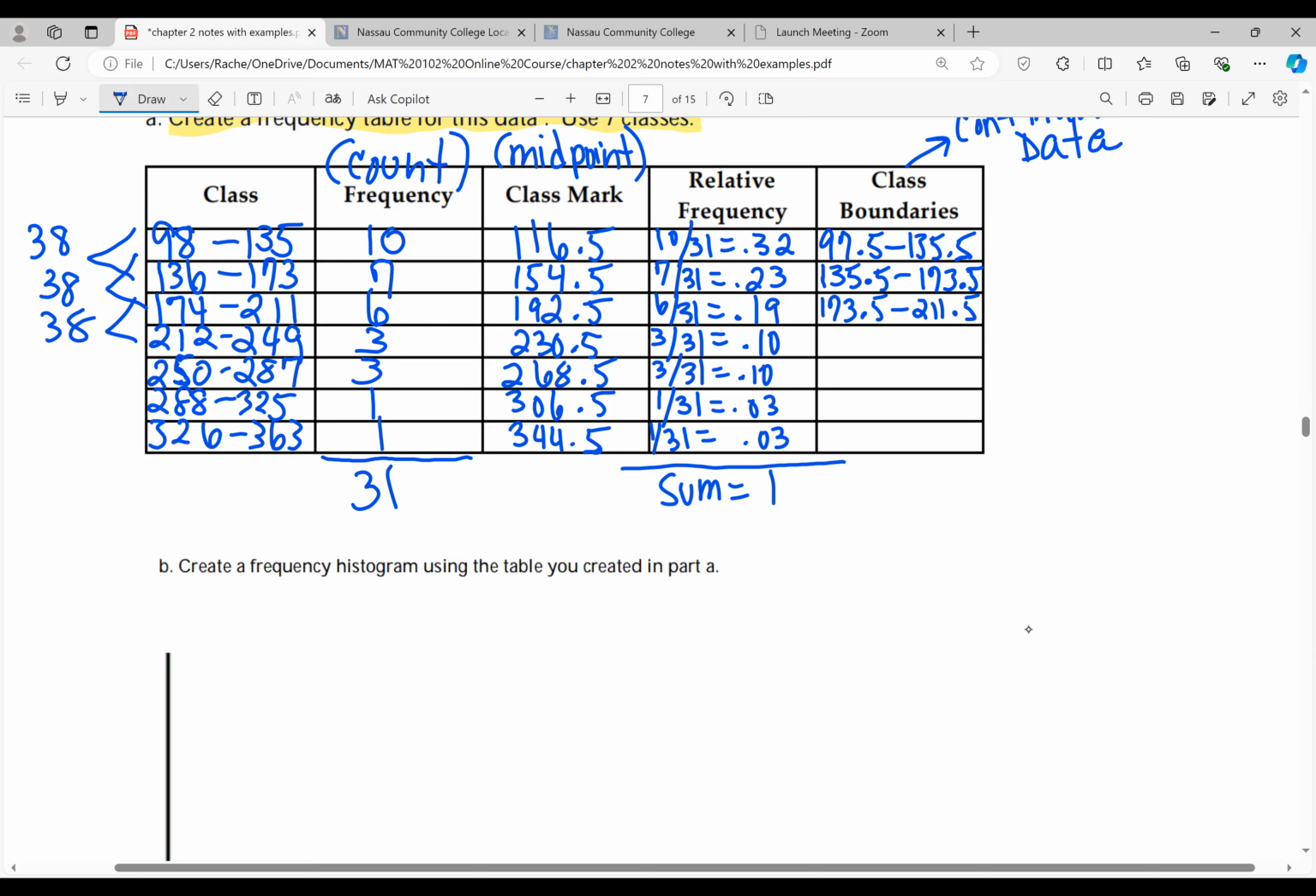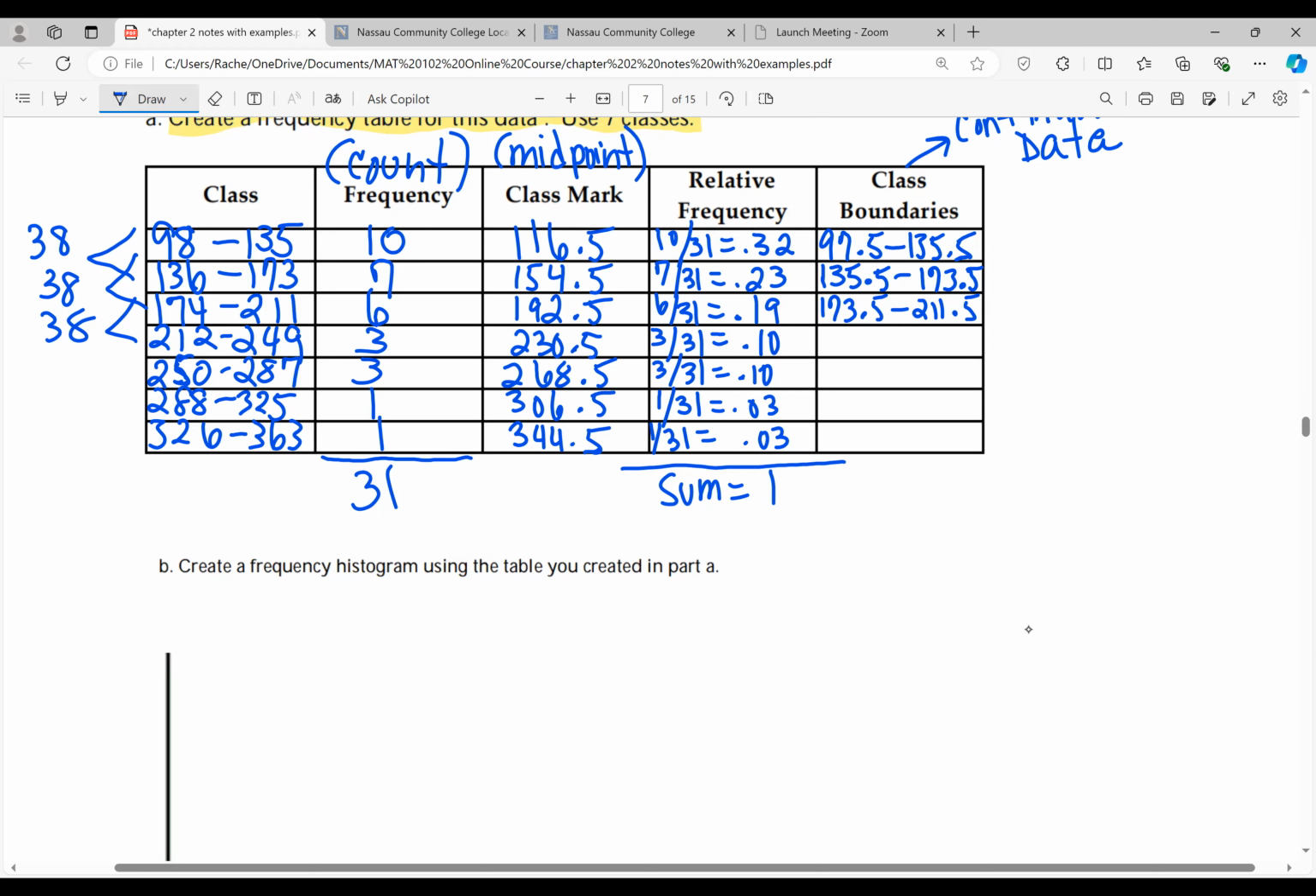And I want you to see what happens. When we write the class boundaries, there are no gaps in between these intervals. We go from 97.5 to 135.5, but then the next class starts at 135.5 and goes to 173.5. And then the next class starts at 173.5, and so on and so forth. So this makes sense for continuous data, because the data is continuous. There should be no gaps in between these boundaries.